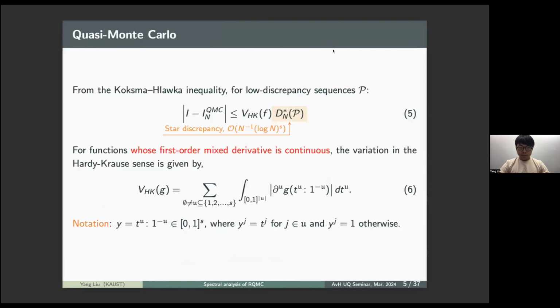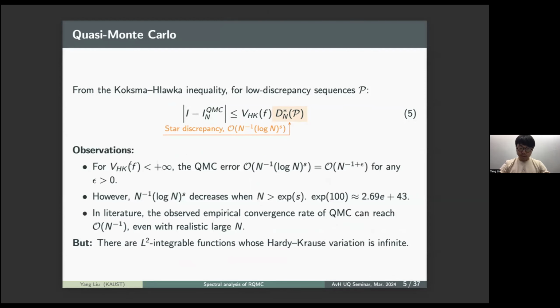The error of the QMC is given by the classical Koksma-Hlawka inequality, that the error can be bounded by the product of the Hardy-Krause variation of the integrand and the star discrepancy of this low discrepancy point set. And for functions that are smooth enough, you can compute this Hardy-Krause variation. For a function whose Hardy-Krause variation is bounded, the QMC error is given by n to the -1 times a log term.